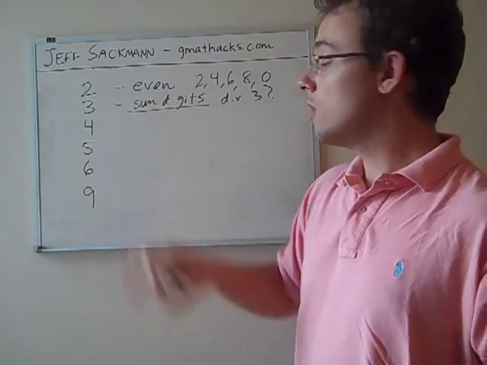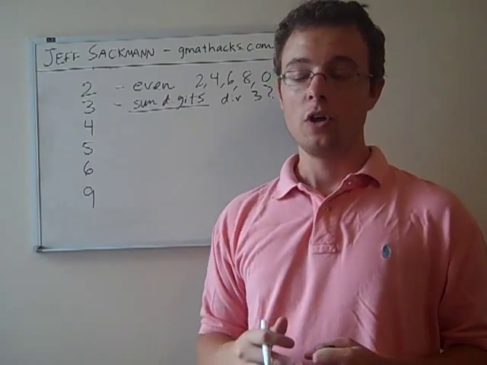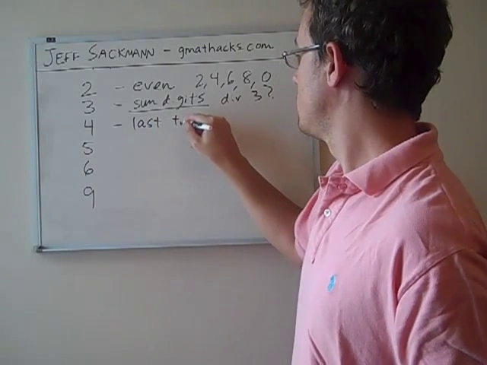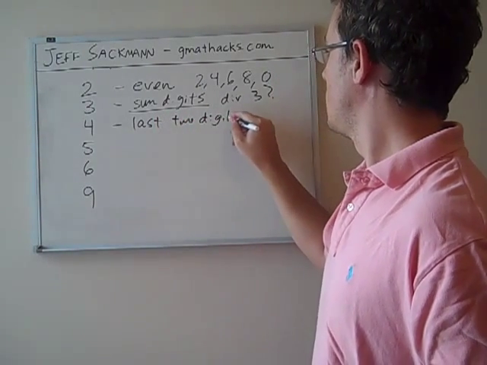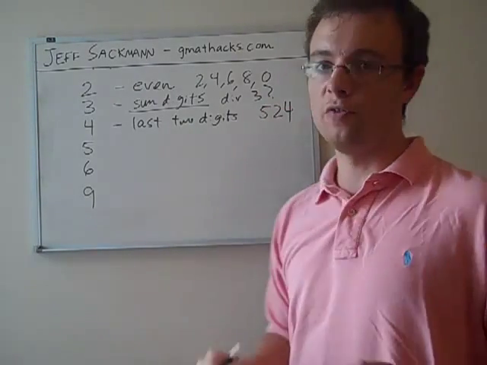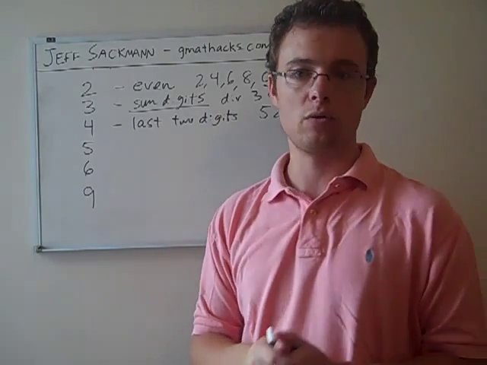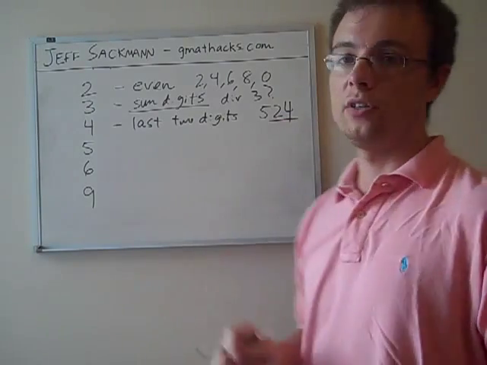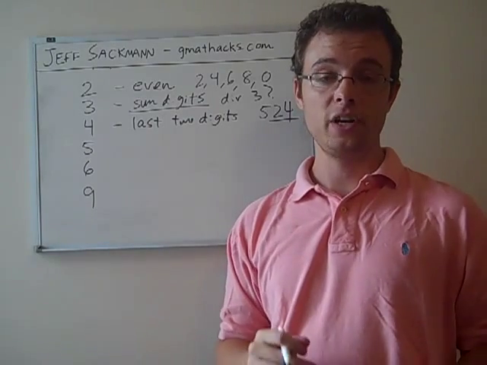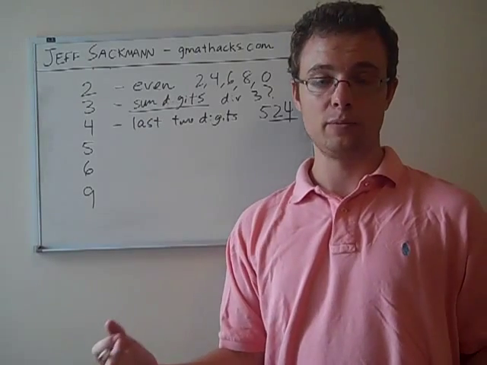So number 4 is a little trickier. It's similar to 2, but it goes a little further. So for 4, look at the last 2 digits. Let's say you've got a number like 524. And you probably don't know offhand whether 524 is divisible by 4 or not. So look at the last 2 digits: 24. Is 24 divisible by 4? That you probably know. So if 24 is divisible by 4, the whole number is divisible by 4.